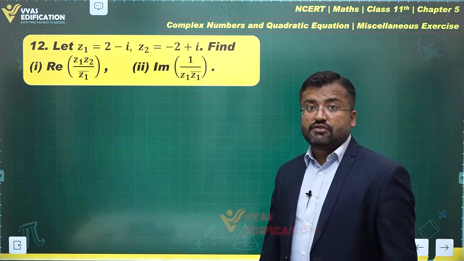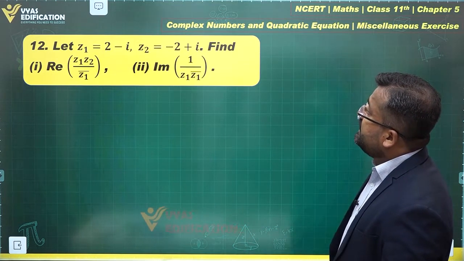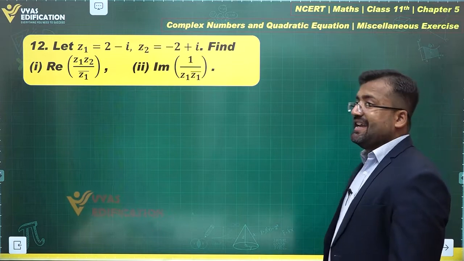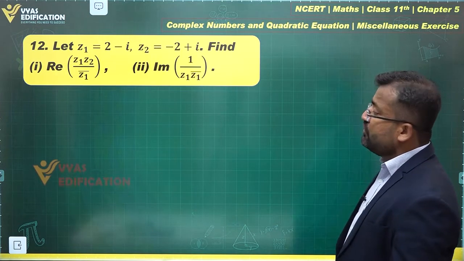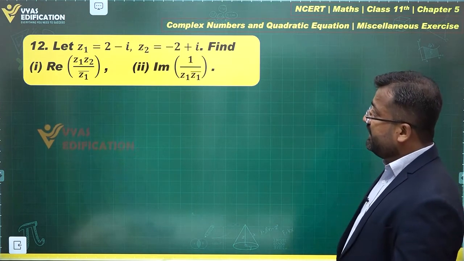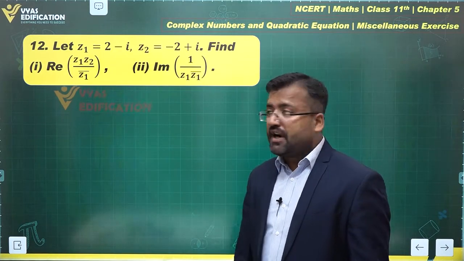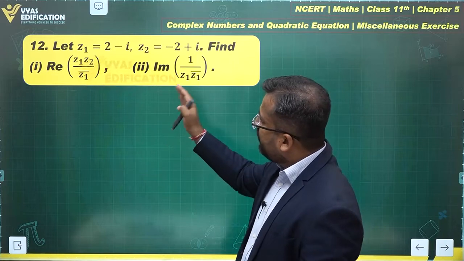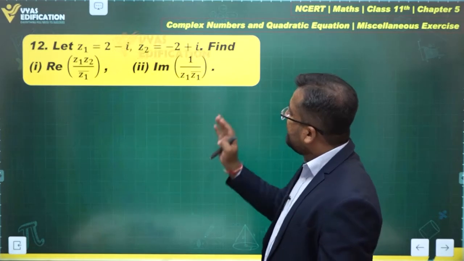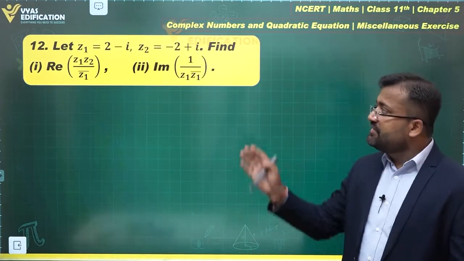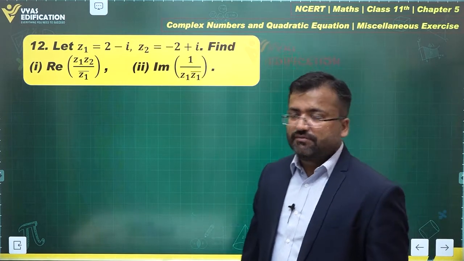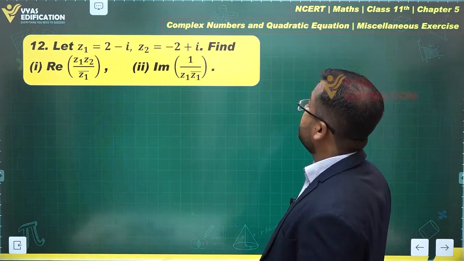Let's talk about this question next. Let Z1 equals 2 minus i, Z2 is equal to minus 2 plus i, and we are supposed to find the two parts of this question. In the first part, we are supposed to find the real part of some expression depending on Z1 and Z2. And in the second part, we are supposed to find the imaginary part of some expression depending upon Z1 and Z1 bar.